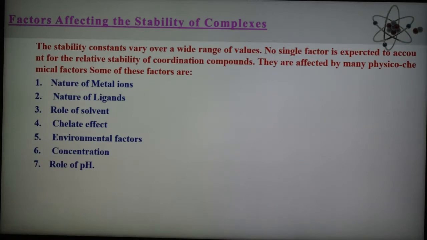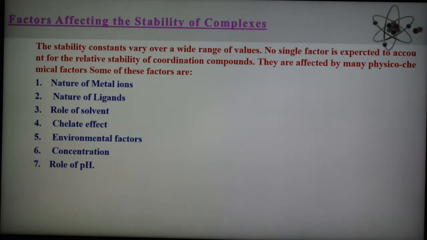First is the nature of metal ion, then nature of ligand, role of solvent, chelate effect, environmental factor, concentration, and role of pH. As we know, stability constants vary over a wide range of values. We can consider the reaction of a particular metal with a number of ligands, and the rate of formation of the complex can be affected by a number of factors. It is not possible to conclude that a particular ligand or metal forms complexes of high or low stability. No single factor is expected to account for the stability of a coordination compound.